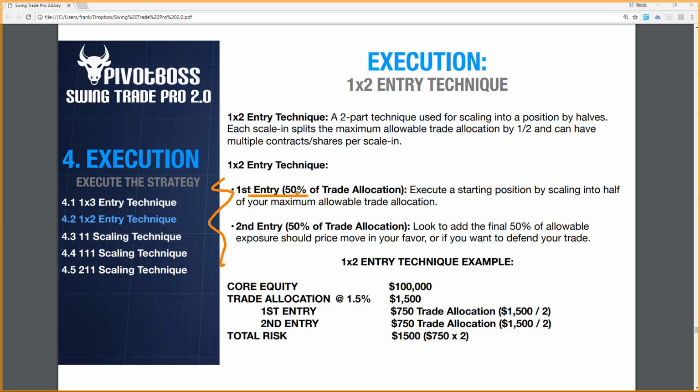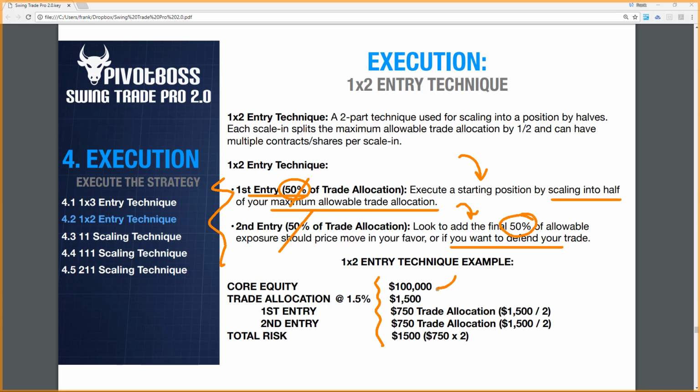Basically, the first entry uses 50% of trade allocation. You execute a starting position by scaling into half of your maximum allowable trade allocation. And then you look to add the final 50% of allowable exposure should price move in your favor, or if you want to defend your trade. So again, half and half. So this is what it looks like with an example.